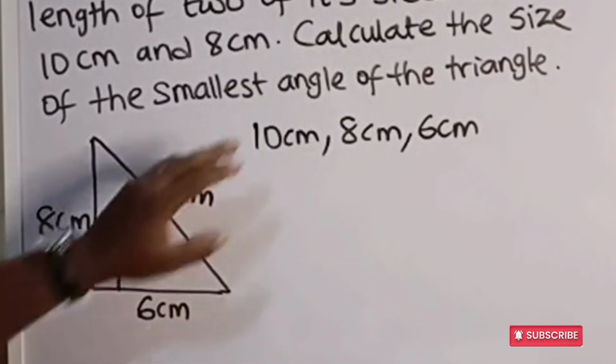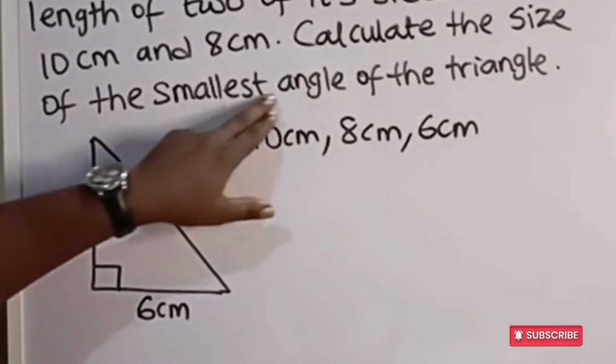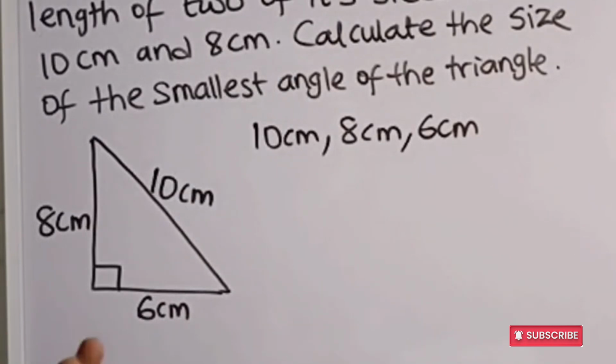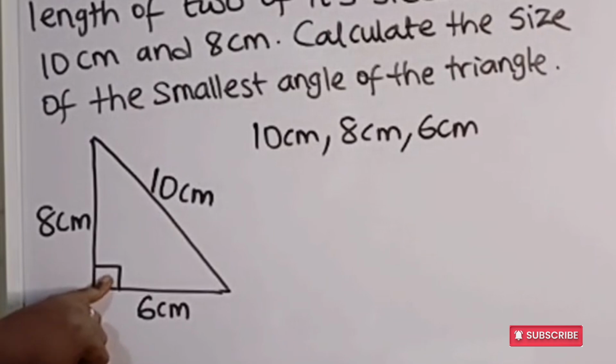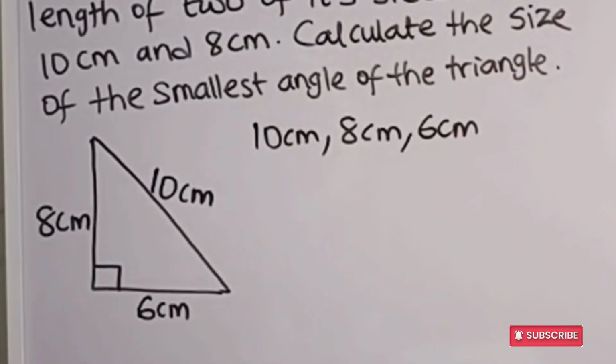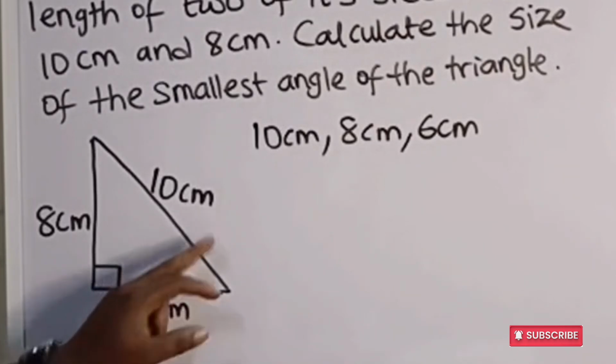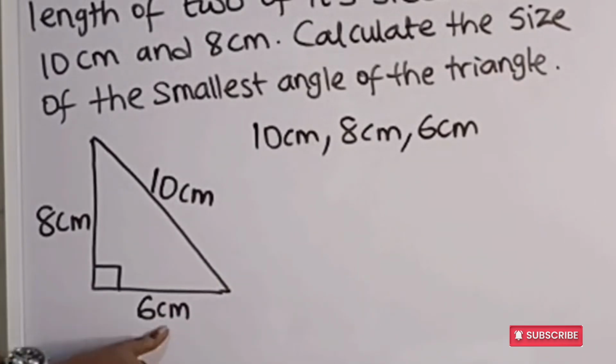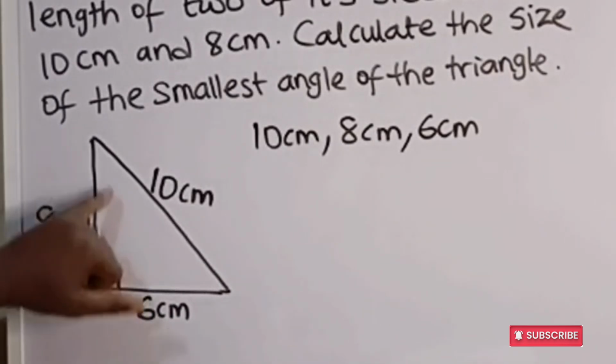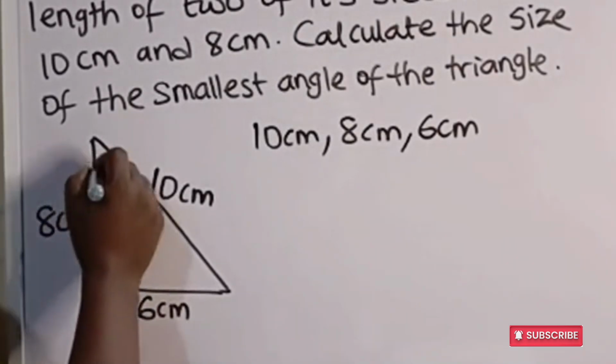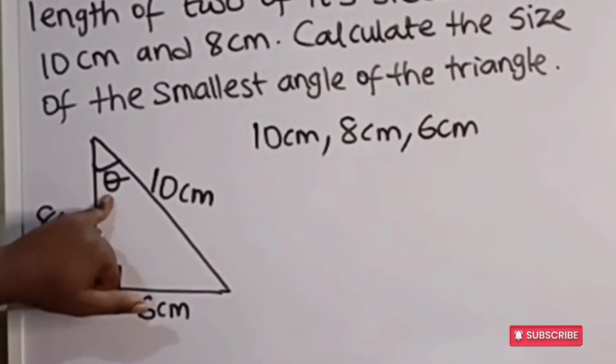So the question here is calculate the size of the smallest angle. The smallest angle of a triangle is always opposite the smallest side. So 90 degrees is always opposite the largest side because 90 degrees is always the largest angle of a right angle triangle. So since it's the largest angle, the side opposite it will always be the largest side. So this smallest side will be opposite the smallest angle. So let's call the angle theta. So now we've located the smallest angle.